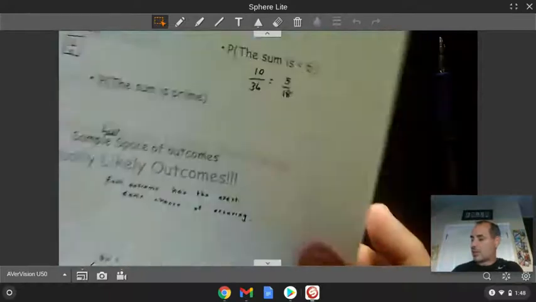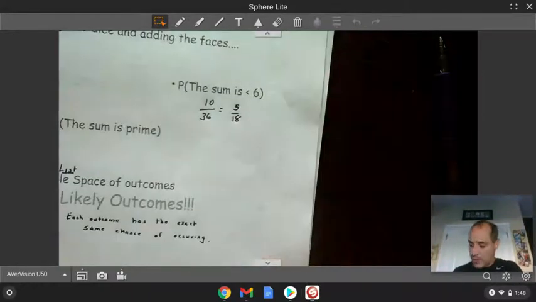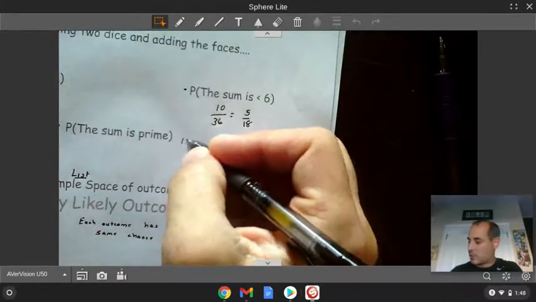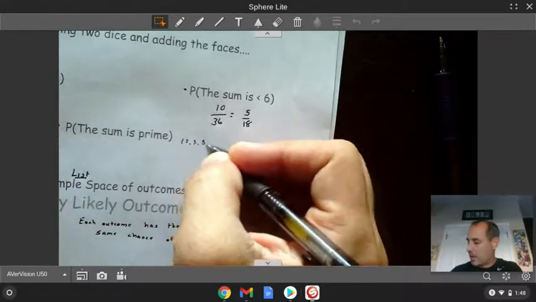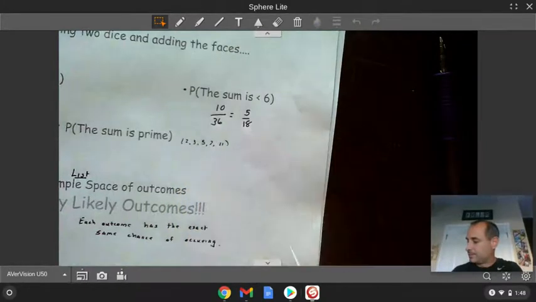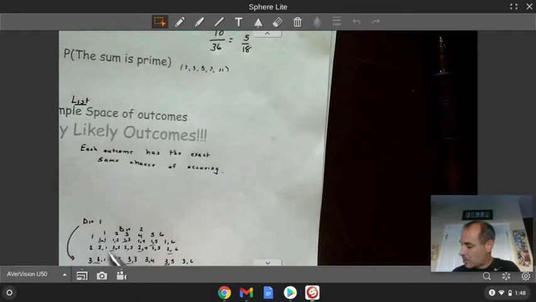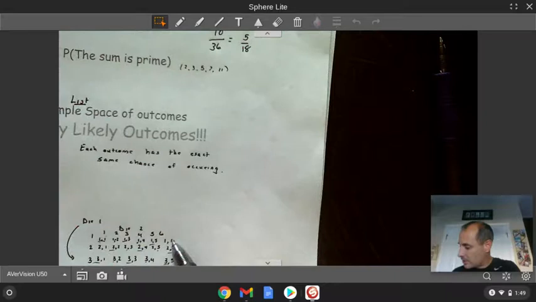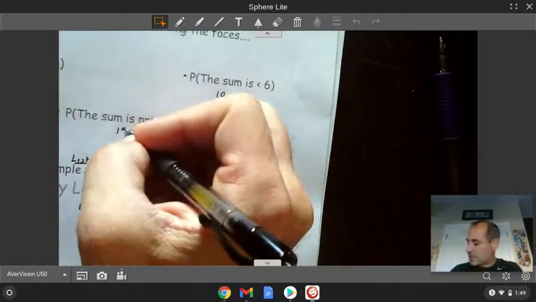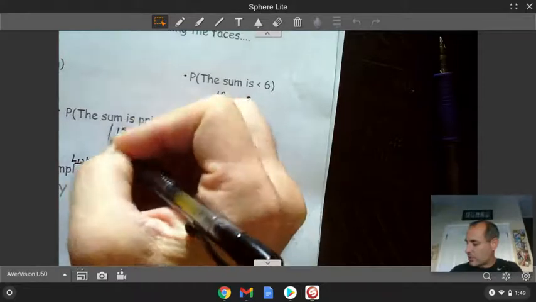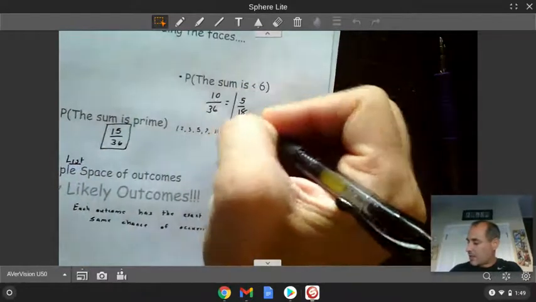And last but certainly not least, the probability the sum is prime. The smallest prime number is 2, so 2, 3, 5, 7, 11. Okay, 2 is 1, 3 is 2, 3, 5 is 4, 5, 6, 7. 7 is 8, 9, 10, 11, 12, 13. And 11 is 14, 15. So there are 14 out of 36 total outcomes that have a sum that is prime.